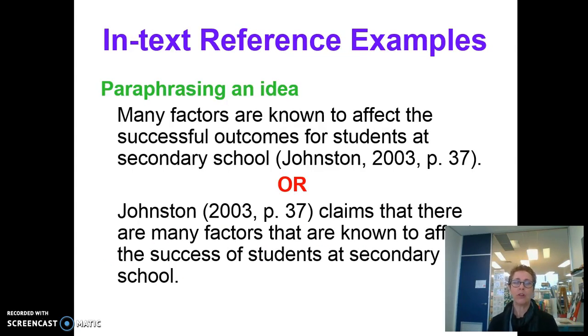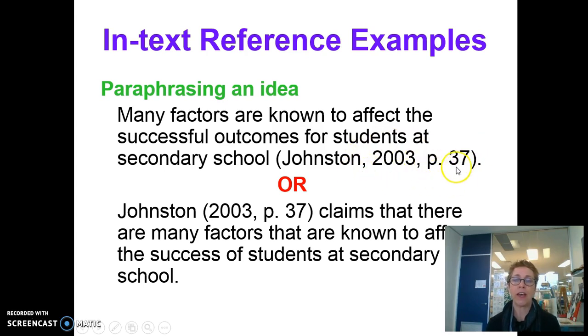Okay, so here's an example of in-text referencing. So I've paraphrased an idea here. It says many factors are known to affect the successful outcomes for students at secondary school. So that's the information I have used from another source. Immediately after that, what I have here is my in-text reference, and I've got bracket Johnson, that is his last name. Can you notice that we don't have a first initial, it's just his last name, comma, 2003, that's the date of publication, another comma, then we have a lowercase p dot 37, bracket, full stop.